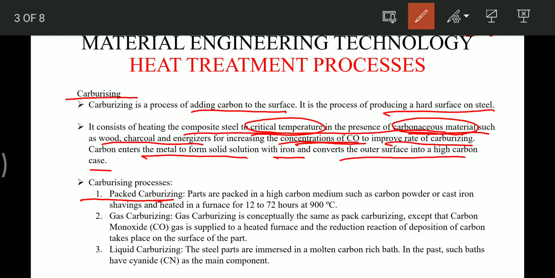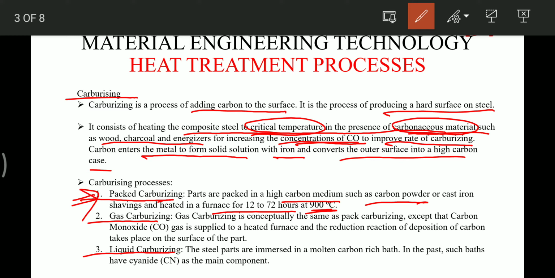This increase in the concentration of carbon can be done in three ways: one is packed carburizing, another is gas carburizing, and the third is liquid carburizing. Let's see these processes one by one. For packed carburizing, the parts whose surface is to be hardened are packed with high carbon material, such as carbon powders, and then heated to around 900 degrees Celsius and kept at this temperature for 12 to 72 hours.